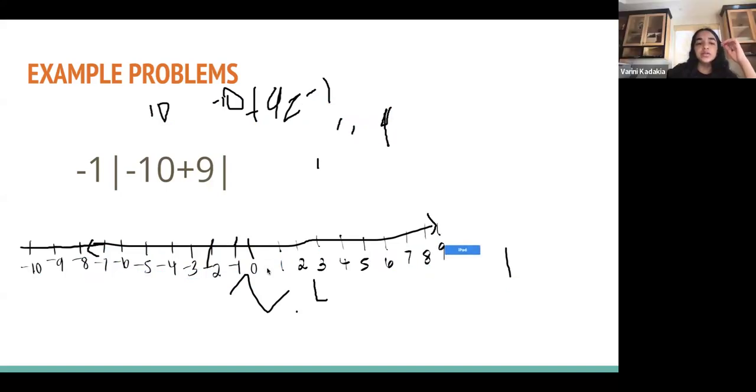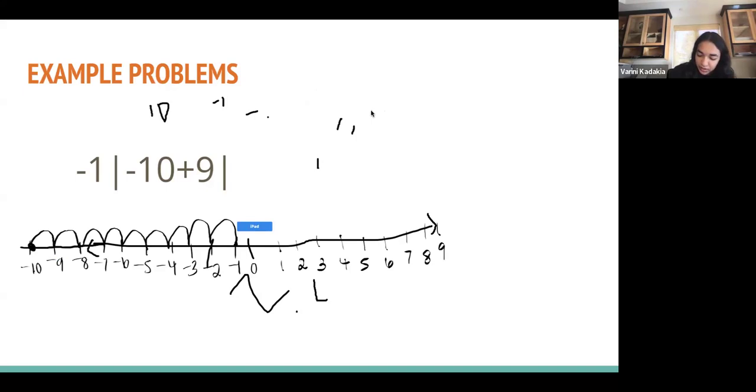So let's think of it on the number line. If we start at negative 10 and we move forward 9 steps, we go 1, 2, 3, 4, 5, 6, 7, 8, 9. We'll end up at negative 1. So that means negative 10 plus 9 gives us negative 1. So with that information, you guys can try to solve it.